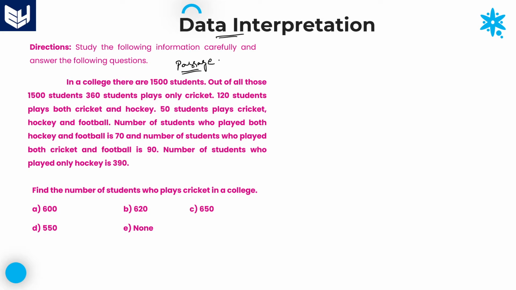maybe some values. For example, in a college there are 1500 students. Out of all the students, some are playing cricket, some are playing hockey, some are playing football, and some are playing both hockey and football. These kinds of information will be given. After that, by using that information, we need to draw whatever diagrams are possible.